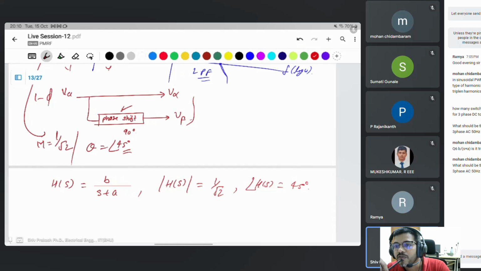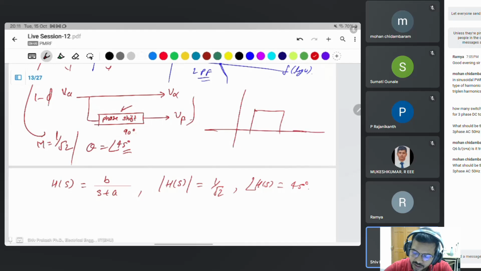In sinusoidal PWM and space vector PWM, what type of harmonics are present? Odd harmonics except triple harmonics? No, in sinusoidal PWM, if you draw this, odd harmonics are there. Even harmonics are eliminated because of the Fourier transform. You do the Fourier analysis of the voltage in an inverter. Inverter voltage you know about, yes, it will be like that.